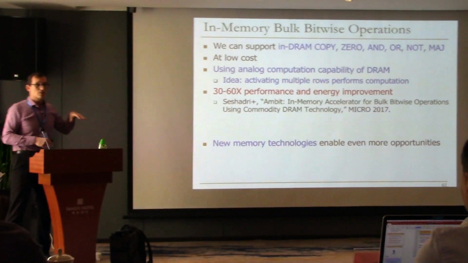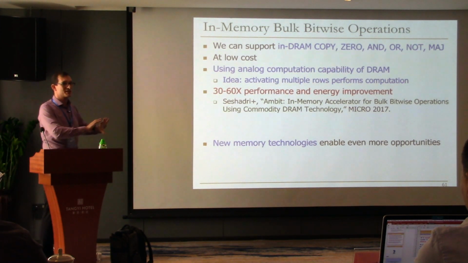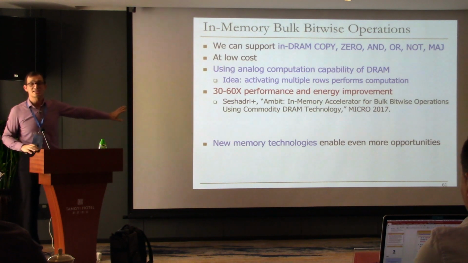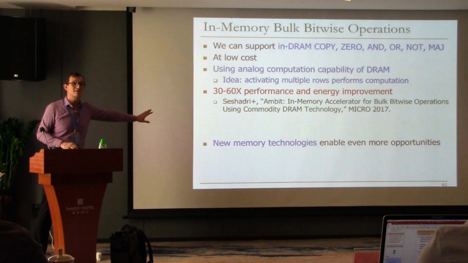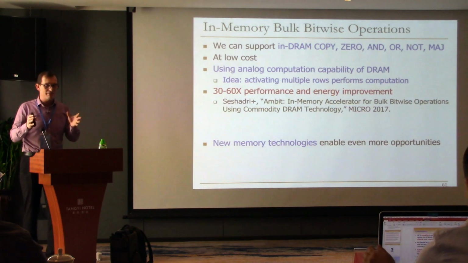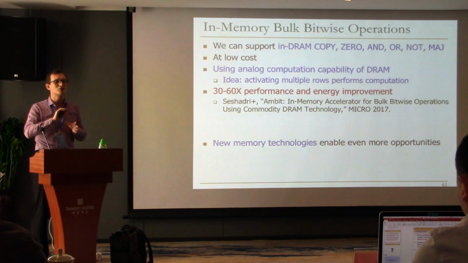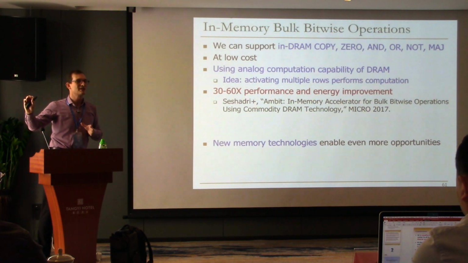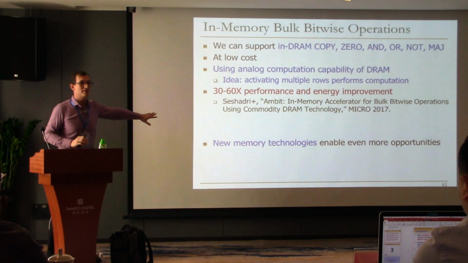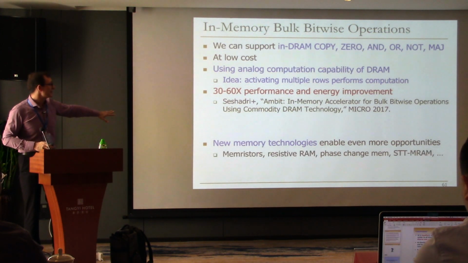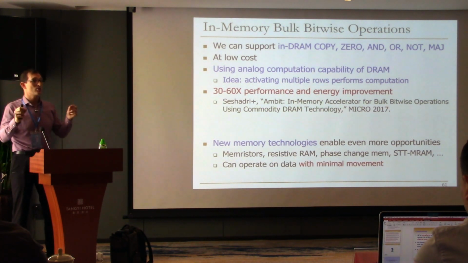But before I go into how we do it in DRAM, I think there's a lot of opportunity here. What I'm going to show you is just an example. There are new memory technologies like RRAM, STT-MRAM, and phase change memory. They enable even more opportunities, in my opinion. Because if you look at DRAM, fundamentally, whenever you access some row, you destroy the row. So fundamentally, you have to move the data out of the cell a little bit to be able to do computation. But most of these emerging memory technologies are non-volatile. As a result, they can operate on data with minimal data movement. Basically, you can do operations in place.